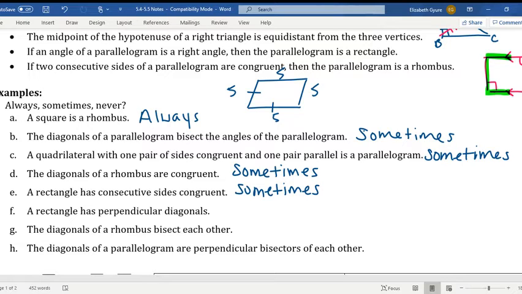Adorable. Okay. Does that kind of make sense, guys? The rectangle and rhombus stuff can get a little tricky because you have to remember that it could also be a square. A rectangle has perpendicular diagonals. Think about what we've just been talking about. Yeah, it's sometimes because this is technically a rhombus property, but could it be a square? Yes, so sometimes. It is a lot of sometimes.